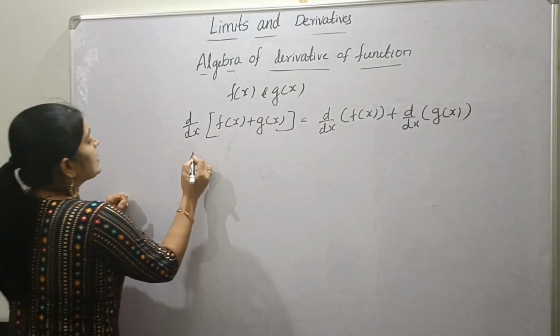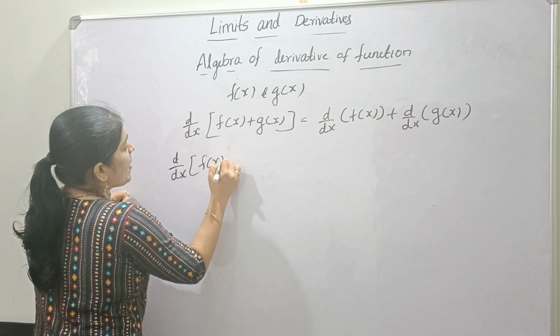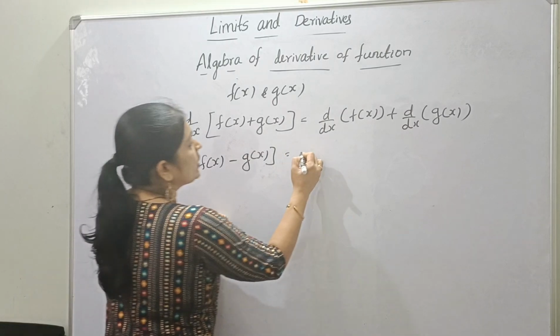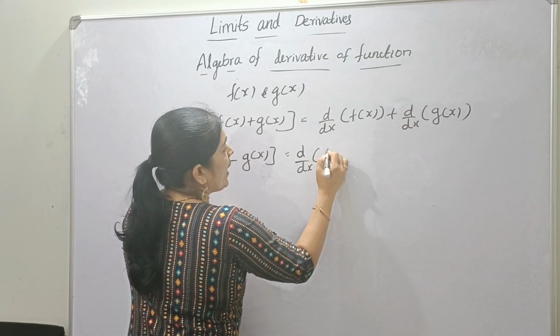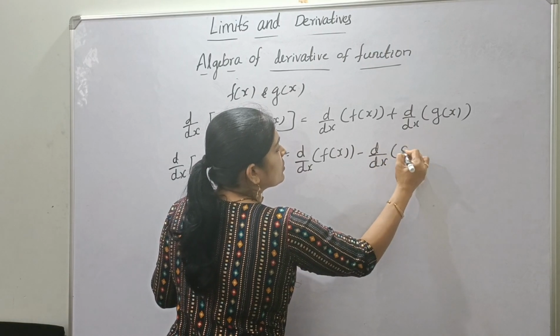Next is subtraction. d/dx of f(x) minus g(x) is equal to d/dx of f(x) minus d/dx of g(x).